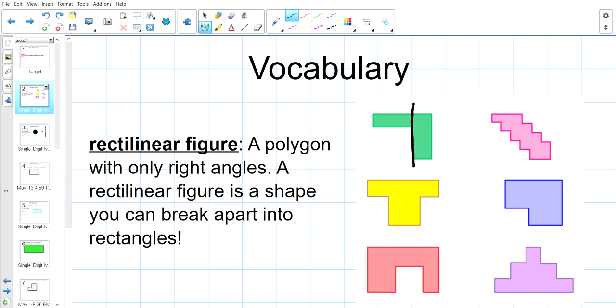Let's look at one more example. Look at the red rectilinear figure. This shape can also be broken apart into rectangles, but you have to break it apart into more than 2 rectangles. To break this shape into rectangles, I need to split it 2 times. I could split it once vertically here and once vertically here, making 3 different rectangles.